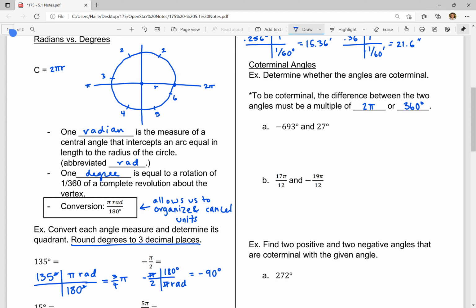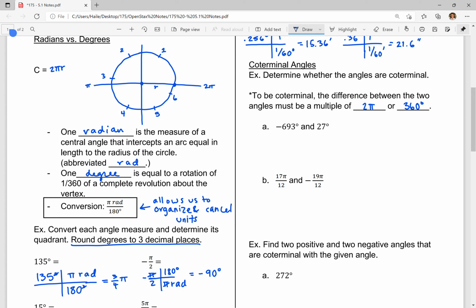Let's think about why this makes sense. If we're talking about two angles that are in the same position on a circle, and a circle is 2 pi, or 360 degrees around, it makes sense that for two angles to be in the same position, they have to be 2 pi, or 360 degrees apart. So let's look at our first example.